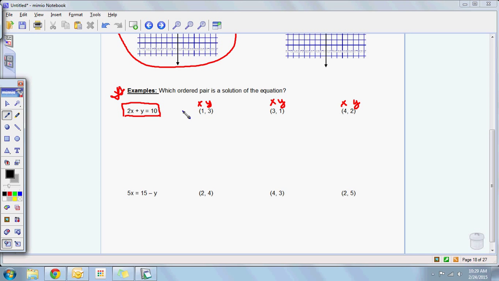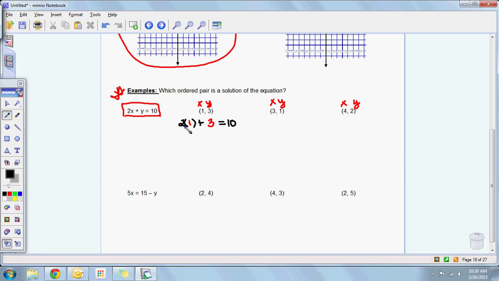Okay, so I'm going to have 2 times the x value that they give me. So they give me 1. So 2 times 1 plus my y value. They give me 3. And that should equal 10. Okay? Now I'm going to simplify this equation to see if whatever is on this side of the equation equals what's on this side of the equation.